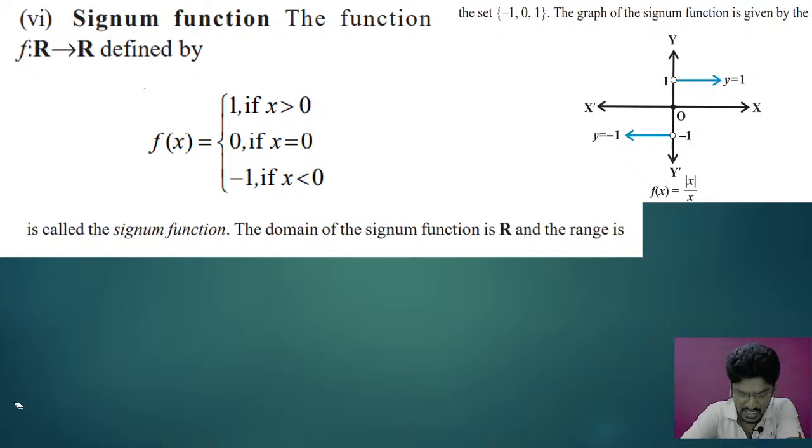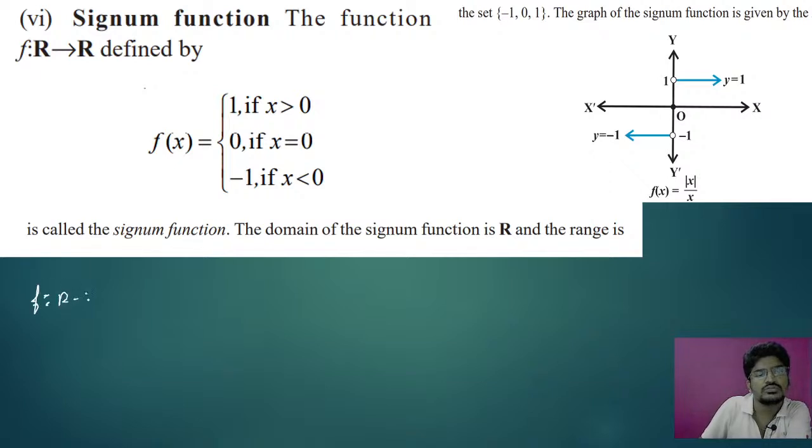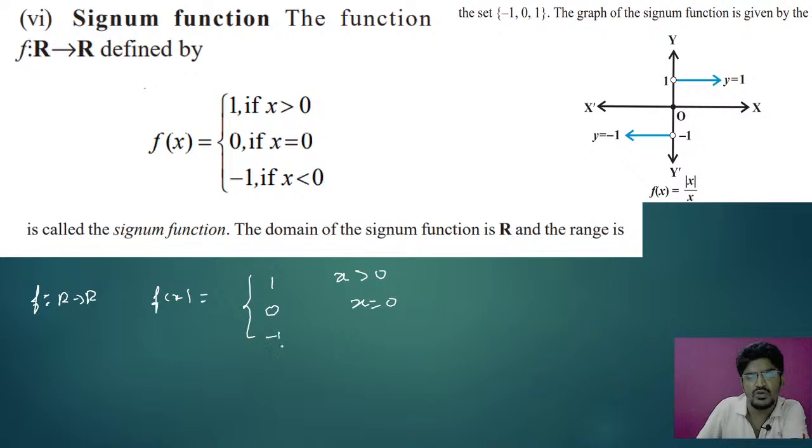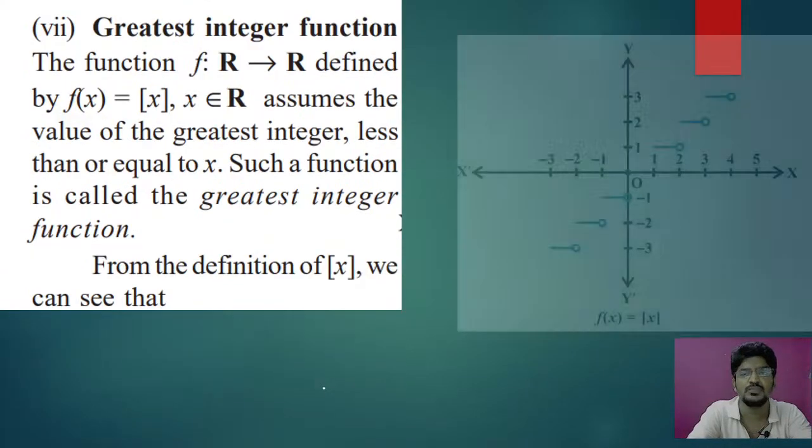This is your signum function, that is f from R to R defined by f of x is equal to 1 if x is greater than 0, 0 if x is equal to 0, minus 1 if x is lesser than 0. Clear? So this is your signum function, and the range is minus 1, 0, plus 1. Clear? Very good. From the signum function, we can learn a very important thing about how to understand people.